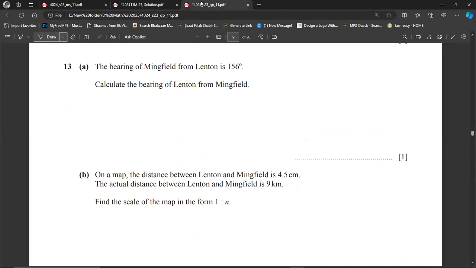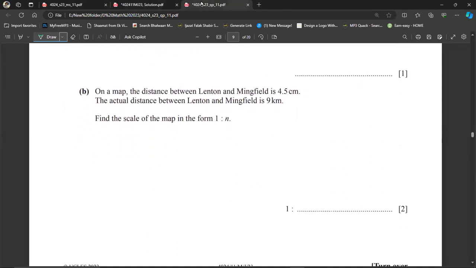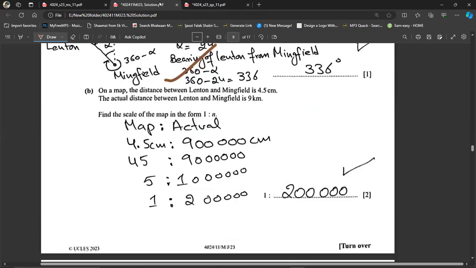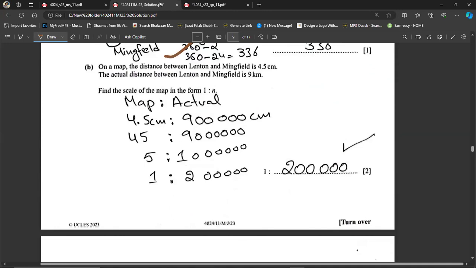Question number 13, B part. On a map, the distance between the lantern and the Ming field is 4.5 centimeters. The actual distance between the lantern and the Ming field is 9 kilometers. Find the scale of the map in the form 1:n. So this is basically map ratio actual. Because this is a ratio, these two should have the same unit.